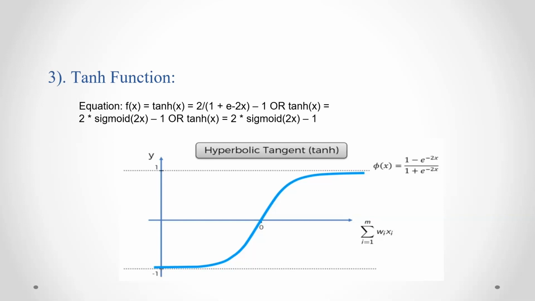And there are some uses of the tanh function. It is usually employed in hidden layers of a neural network since its value changes from -1 to 1, causing the hidden layer's mean to be 0 or very close to it, which aids in data centering by bringing the mean close to 0. This makes learning for the next layer much easier.